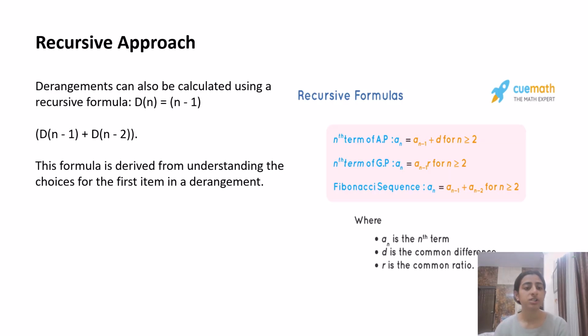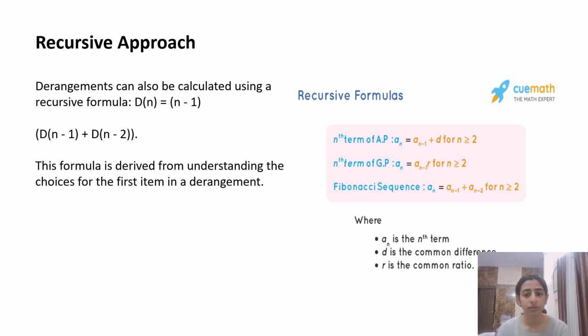Next, we have the recursive approach. Derangements can also be calculated using a recursive formula, that is D(n) equals (n minus 1) times (D(n minus 1) plus D(n minus 2)). This formula is derived from the understanding of the choices for the first term in a derangement.